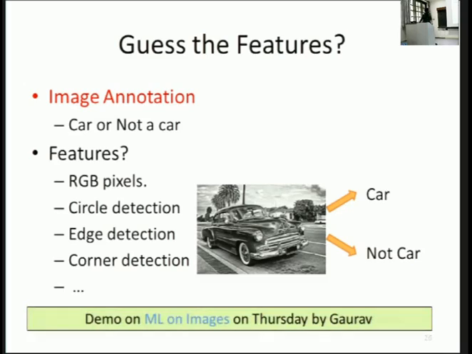Okay. So there is a demo on ML on images by Gaurav. He'll be showing one of these upcoming areas in machine learning, one of the areas where we're probably going to lose our jobs because I'm not working on it, something called deep learning. It's one of the upcoming areas and you should probably give it some attention.